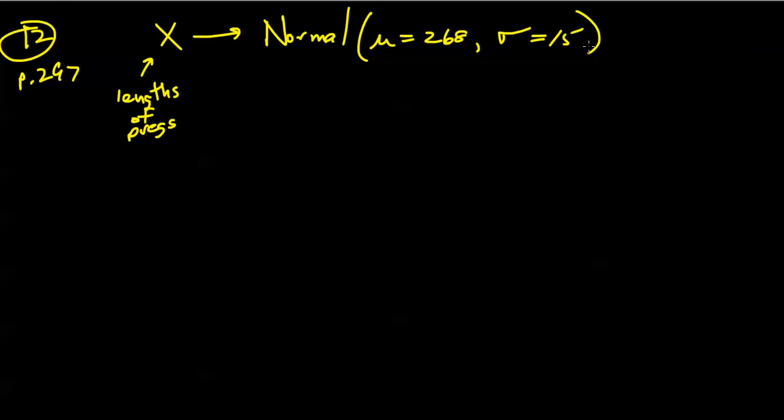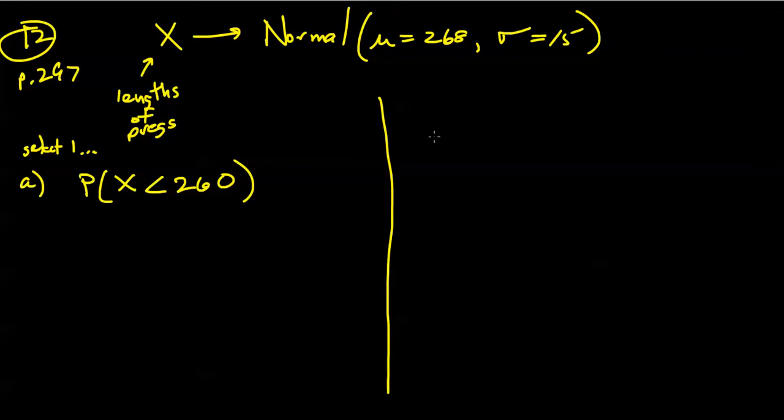Alright, they're talking about the effect of diet on the length of pregnancy, so we'll see what they're getting at in a minute. Part A: if one pregnant woman is randomly selected, find the probability that her length of pregnancy is less than 260 days. So we'll randomly select one pregnancy and ask what's this probability.